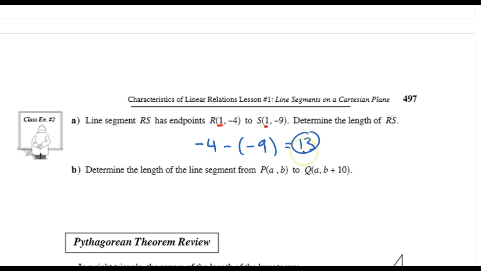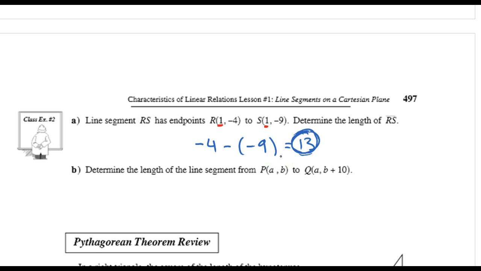Okay. Determine the length of the line segment. By the way, you're always going to get a positive number, because you're subtracting a negative number away. You can't have a negative length of anything. So think about that. Doesn't matter what the numbers are.